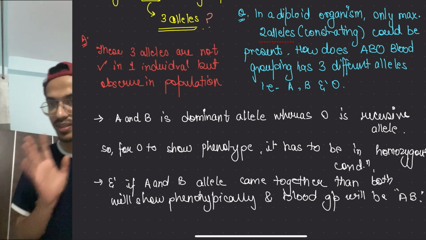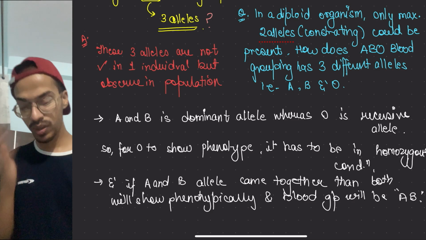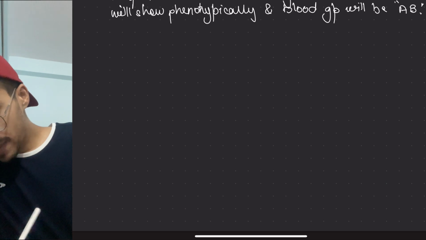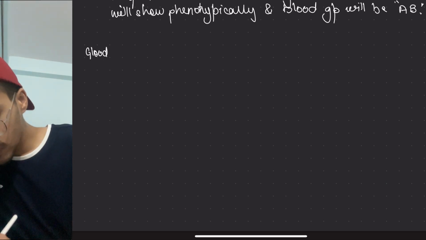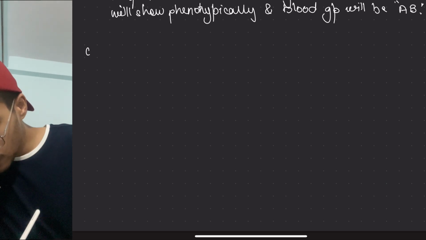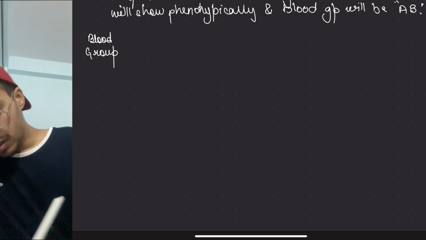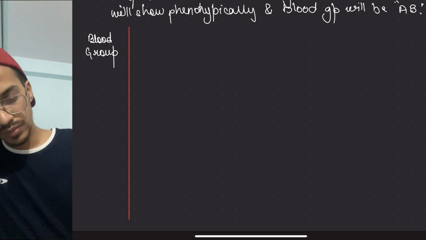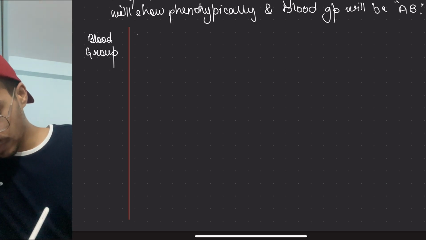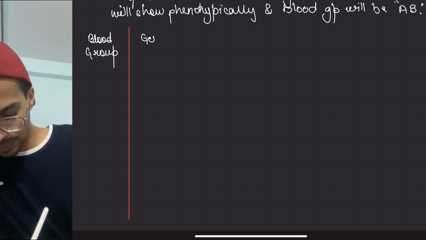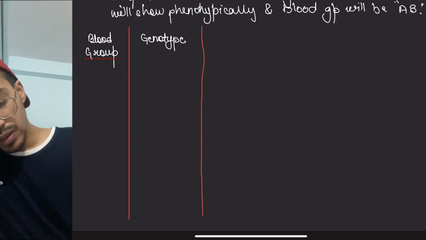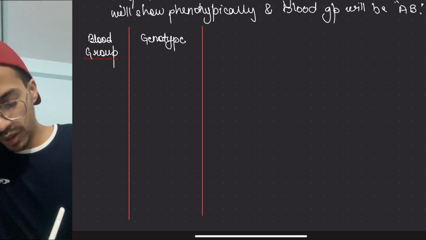Understood this? Let's see what is happening the other way around, and we will see all the possible genotypes and phenotypes in the blood grouping. Okay, so here I am writing blood group. This is blood group, this is genotype. What could be the genotype possible, and then what should be the possible phenotype if that occurs.